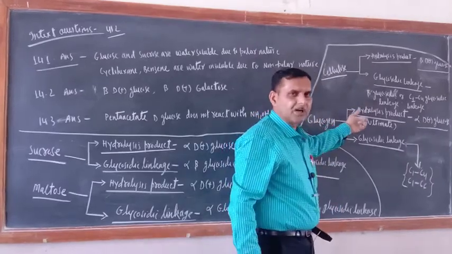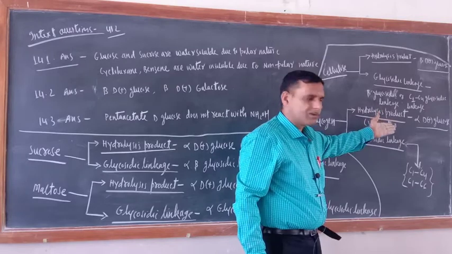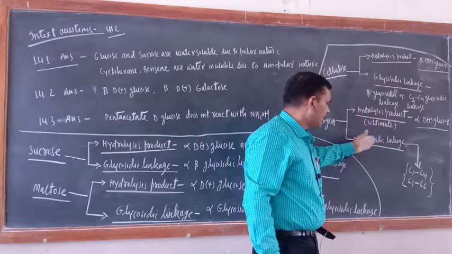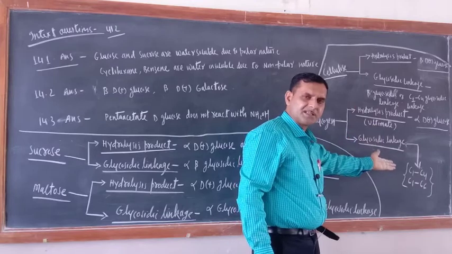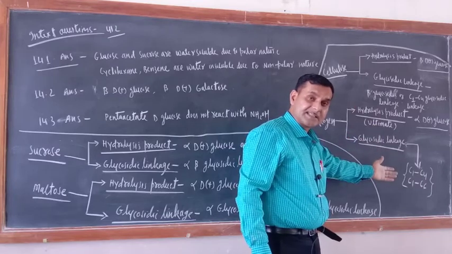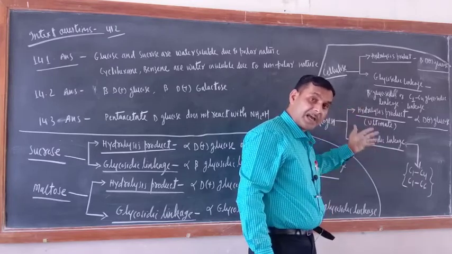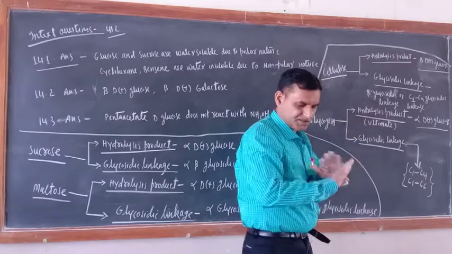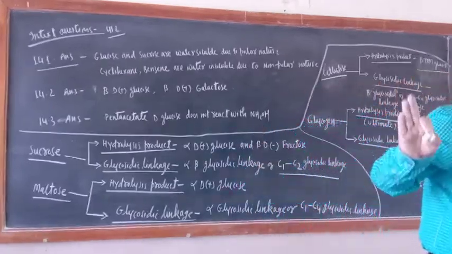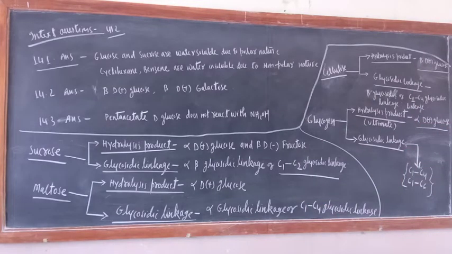Glycogen, what is the hydrolysis product? Alpha D positive glucose, ultimate. Okay. The glycosidic linkage is just like amylopectin, C1 C4 and C1 C6. Rather, it is more branched than amylopectin. In this way, your carbohydrates are completely covered. Now we'll teach you proteins, and proteins are made up of alpha amino acids. So proteins are also polymers, the polymers of alpha amino acids, polyamides.